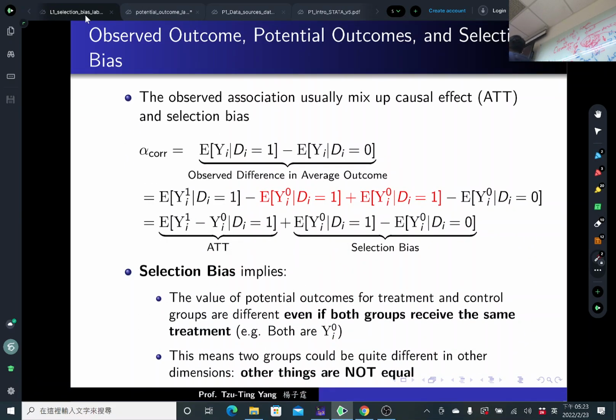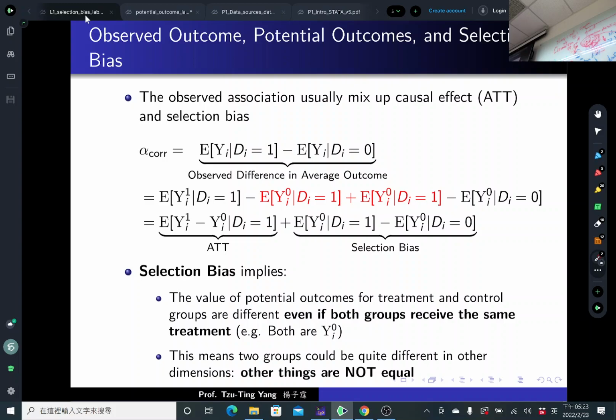So this just shows what I said before. The observed difference in average outcome is actually the causal effect plus selection bias. What we can do is compare the treatment group and control group's observed outcome. This term can be decomposed into two terms. We just do this trick: we add a term and subtract the same term, so actually there is no change. But when you rearrange, it gives you a meaningful expression.